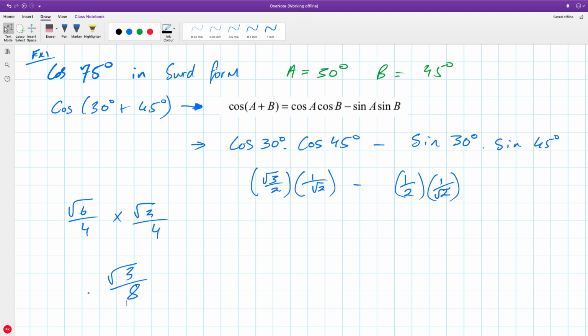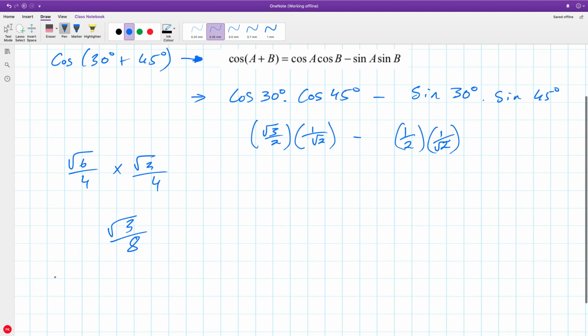Right, let's do another one of these. So, have a go for me. Example number 2: the sine of 15 degrees in surd form.